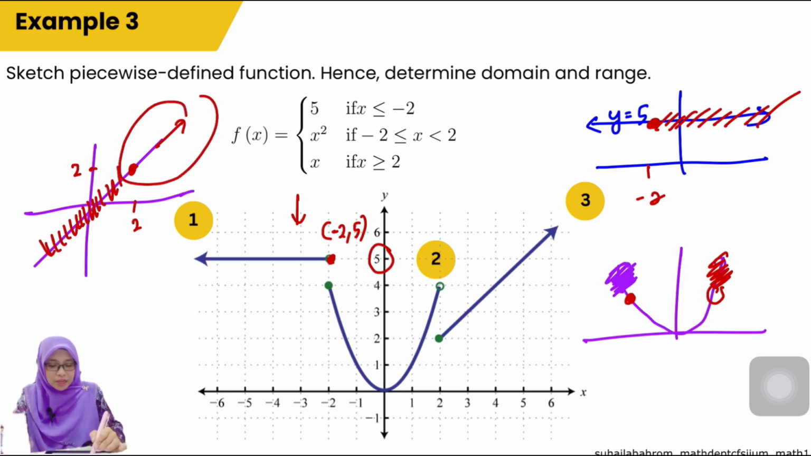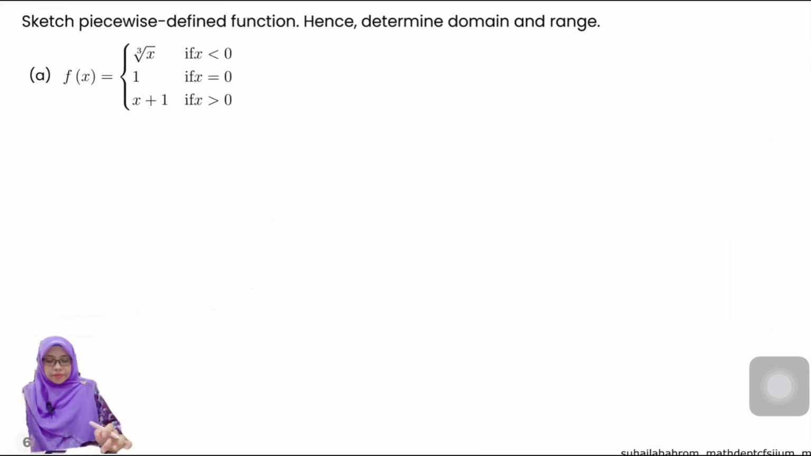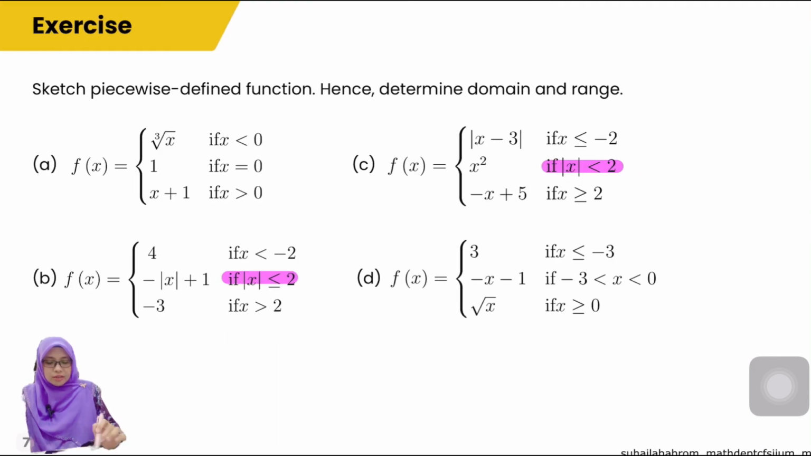When you combine everything, you have to mark the important points as I mentioned just now. This one is (2, 2). This one is (2, 4). The coordinates here should be (-2, 4), and this one should be (-2, 5). Okay, so you can try out this exercise, and also A until D.